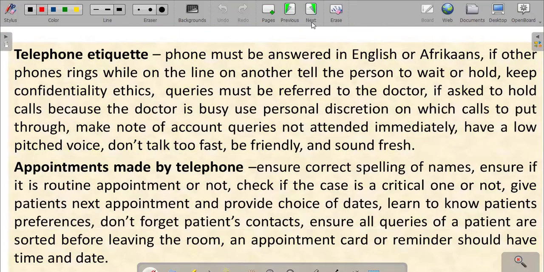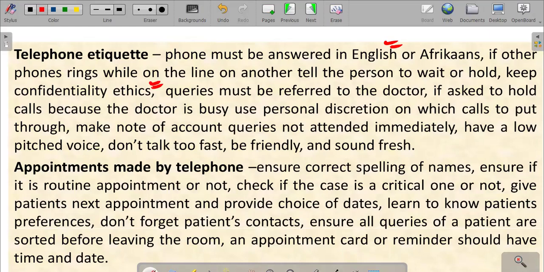Let's look at telephone etiquette, the telephone manners, the expectations in terms of telephone management and telephone values and morals that are expected of a medical secretary. The phone must be answered in English or Afrikaans. If another phone rings on the other line, tell the other person to wait or hold, and keep confidentiality ethics.